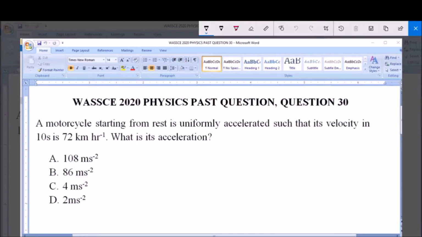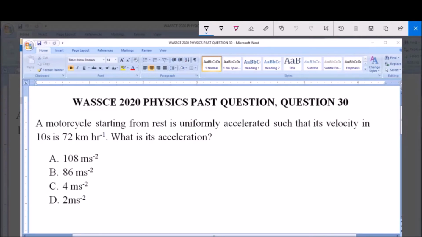Good day and welcome. I will be answering WAEC 2020 physics past question, question 30. A motorcycle starting from rest is uniformly accelerated such that its velocity in 10 seconds is 72 km per hour. What is its acceleration? A. 108 meters per second, B. 86 meters per second squared, C. 4 meters per second squared, and D. 2 meters per second squared.